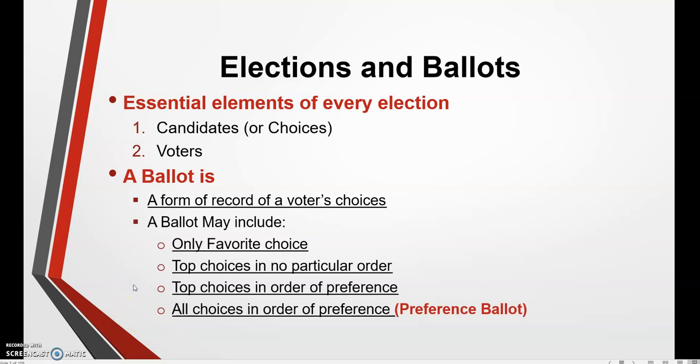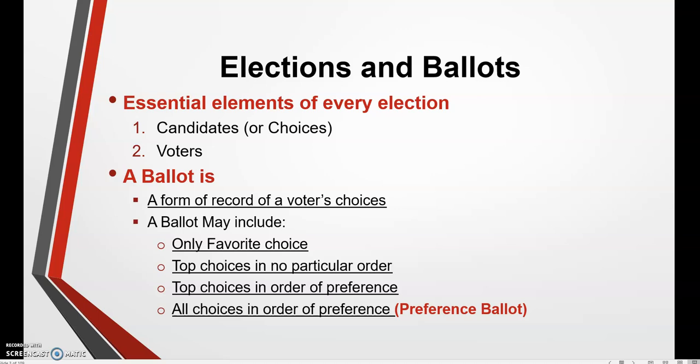So a ballot is a form of record of a voter's choices, and then a ballot may include one of 4 different things. It may have only the favorite choice. So probably most of the elections that you have worked in or dealt with in your history have been where you only choose your favorite choice. But you can also give top choices in no particular order. So say your top 2 or top 3.